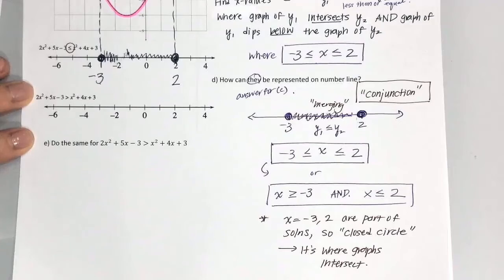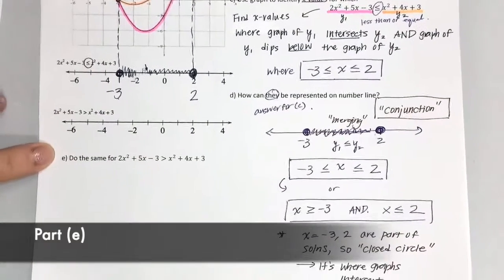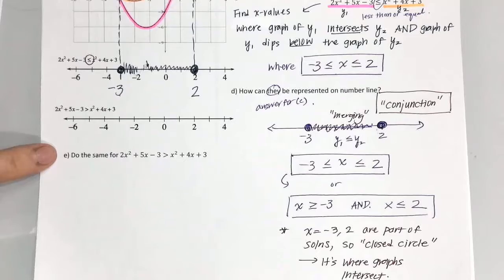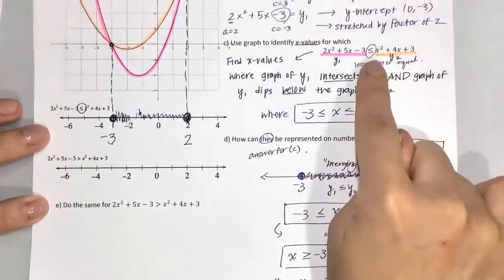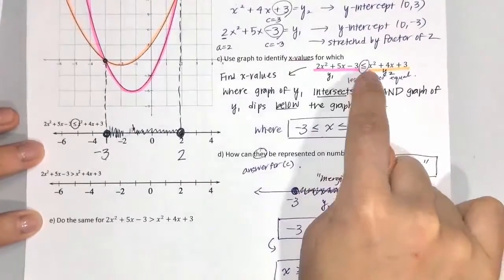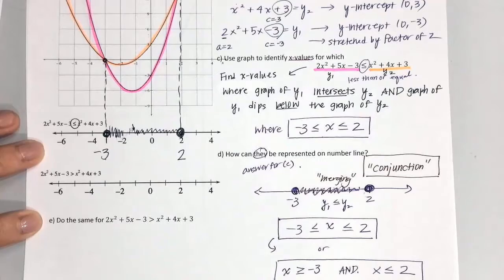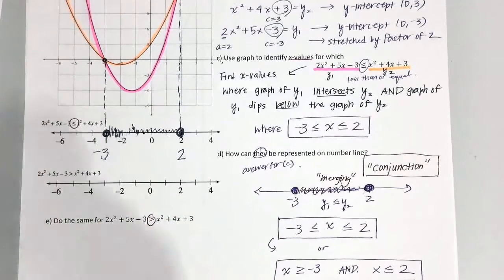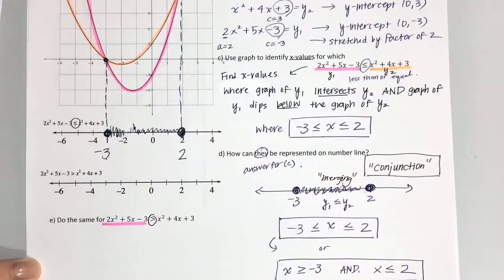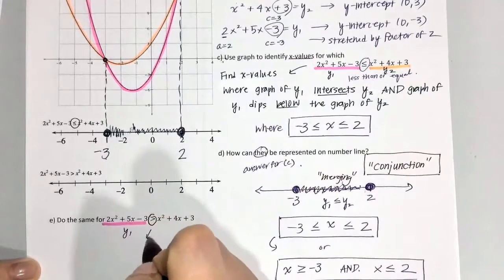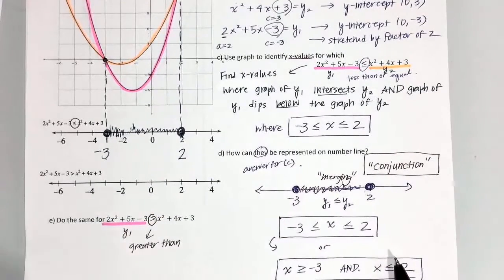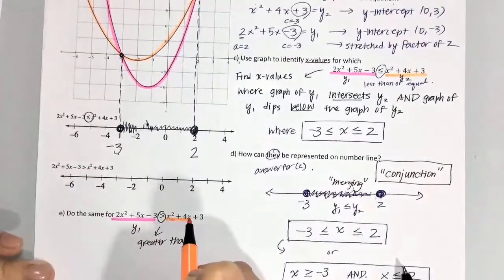Now we're going to move on to the last part, which is E. We're going to do the same thing for a different inequality. So instead of being less than or equal to, please notice that the inequality has changed. Now we're looking at where the pink graph, the y sub 1, which I named, is greater than, just greater than, the pink parabola, which is our y sub 2.